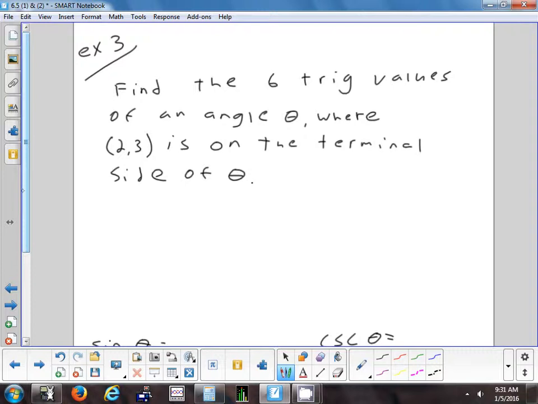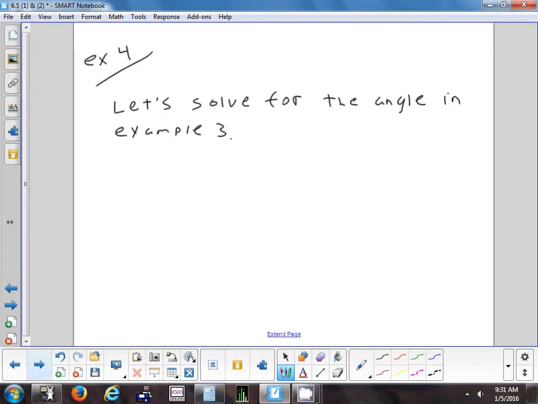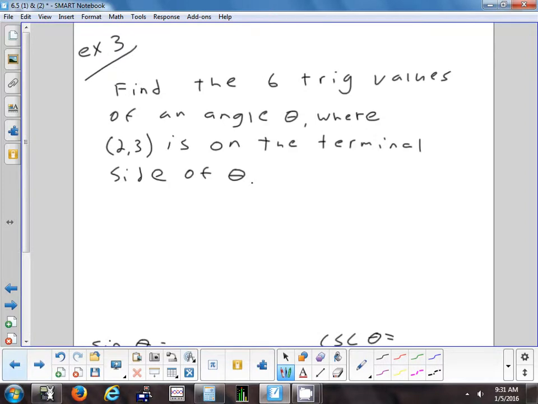All right, so this one's a little bit of a review from what we did yesterday. They're not actually asking me to find the angle. All they're asking me to do is find out 6 things about the angle: the sine, the cosine, the tangent. We're going to find the angle in a second. This is what we learned today, but I need to tie it in with what we did yesterday.